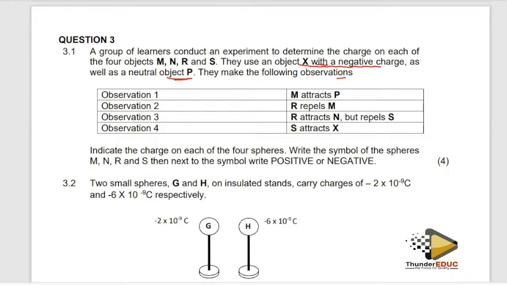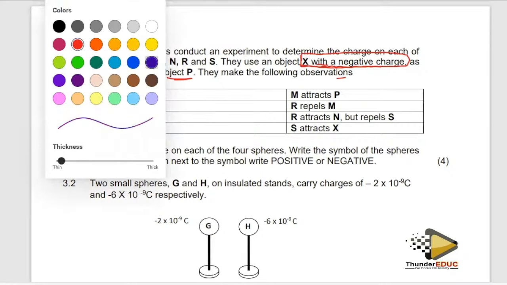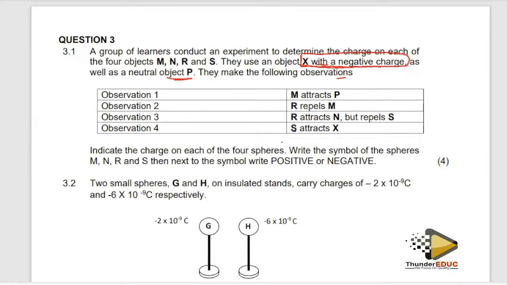Okay, so I don't know where to start from. If X has a negative charge, which particle has the first interaction with X? We have S here. So S attracts X. Which means, if X is negative, for as long as they attract each other, the signs are opposite. S is going to be positive.